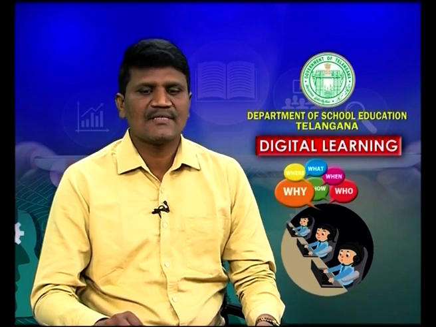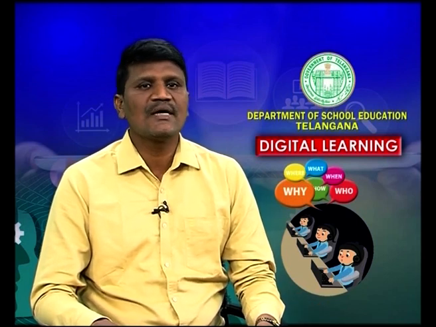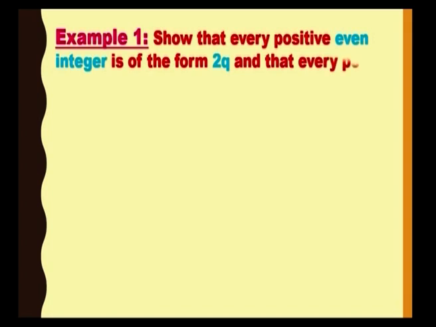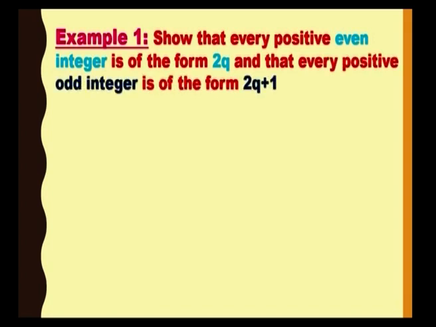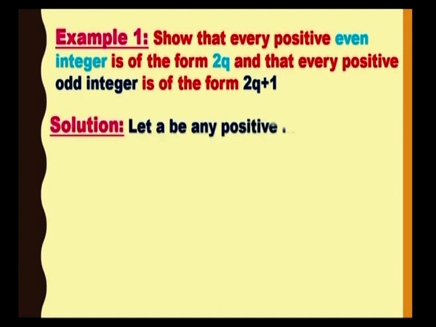Now let us solve the same problem using Euclid's division lemma. The question is: show that every positive even integer is of the form 2q and that every positive odd integer is of the form 2q plus 1. The solution: let a be any positive integer and b equal to 2. Whenever it is given as 2q, it is nothing but bq, so I should consider b equal to 2.